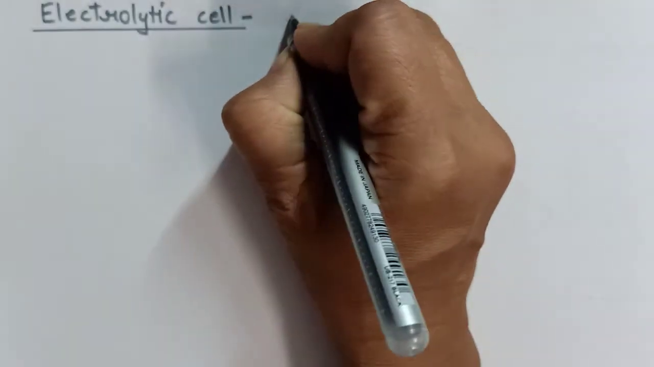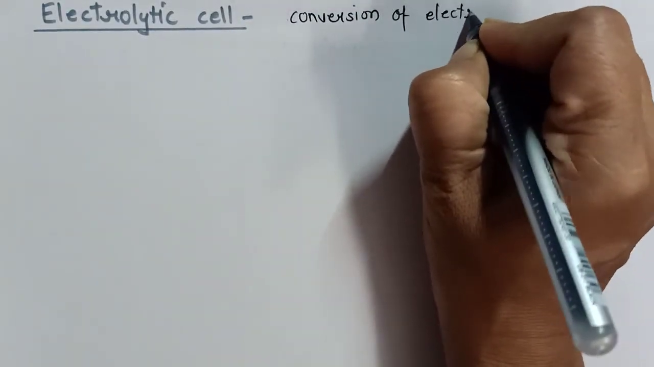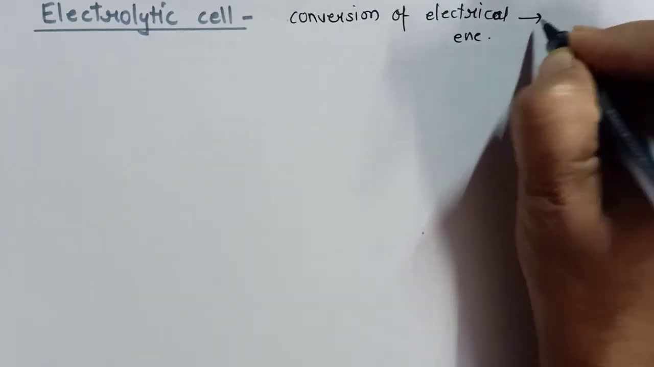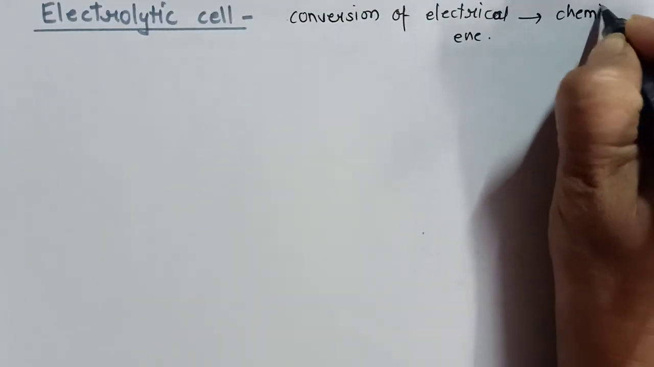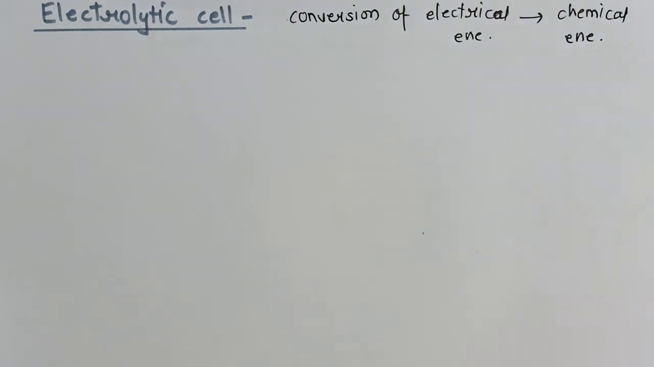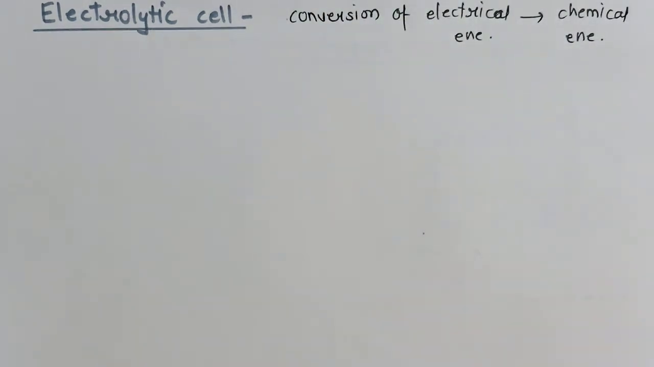Hello students, today we are going to start the second phase of electrochemistry, where we will be discussing the conversion of electrical energy to chemical energy. Till now we have discussed the conversion of chemical energy to electrical energy by using electrochemical cell. But today onwards we will be discussing conversion of electrical energy to chemical energy.